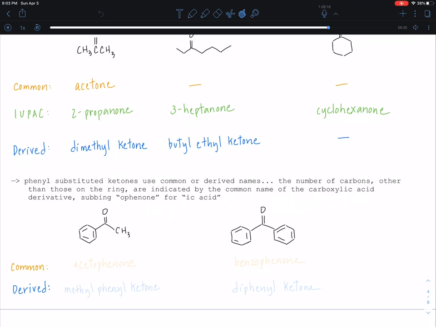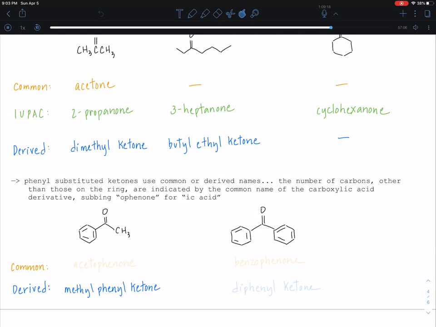So if I start out with the derived name, I see a phenyl group on the left for this first molecule, and I see a methyl group on the right, but we're going to put them in alphabetical order. So this would be methyl phenyl ketone. The phenyl group is a substituent, so it's not a benzene, right? This is named after the ketone, so the phenyl group is a substituent.